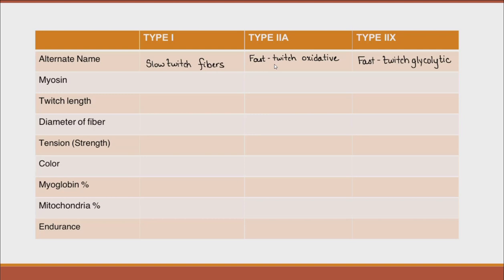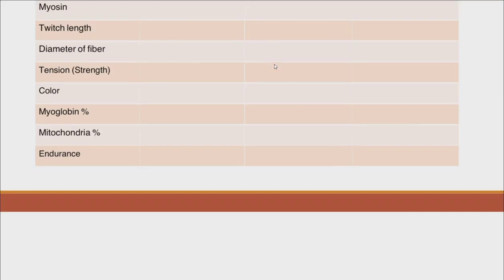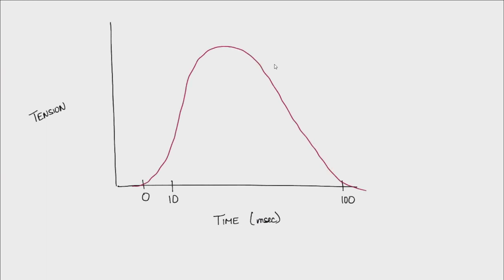Now, the phrase slow twitch and fast twitch is exactly what you think. So I am going to draw down here 2 twitches. A slow twitch fiber looks something like this. A fast twitch fiber looks something like this. Maybe even a little faster. So fast twitch fibers have a twitch length of about 10 milliseconds, and slow twitch fibers are about 10 times longer than that at 100 milliseconds.